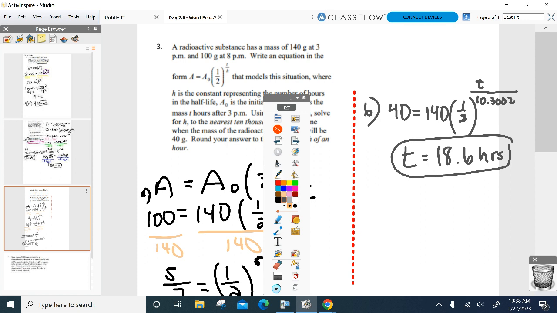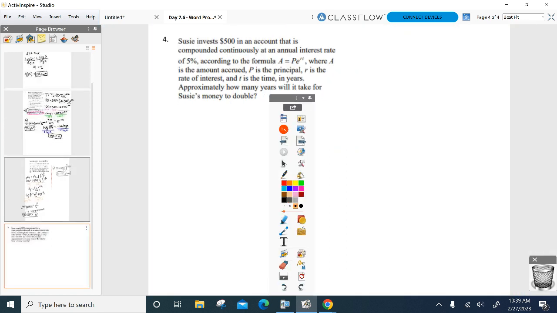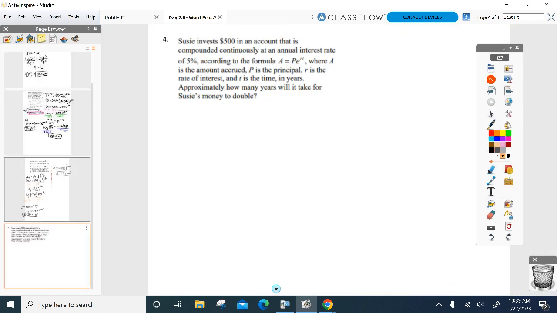All right, last one here, then you get started on the assignment. This last one should feel like a feather compared to the last one, or last two. All right, little Sue's here. $500 in the account. 5% with this formula. We've seen this one before, huh? APERT. Compounding continuously. All right, how long is it going to take for her to double? How long will it take for her to double the account?